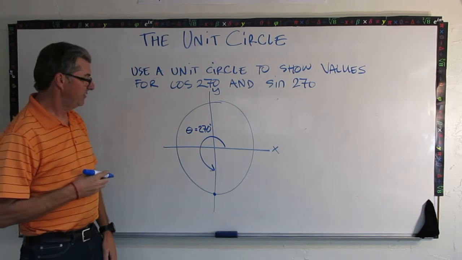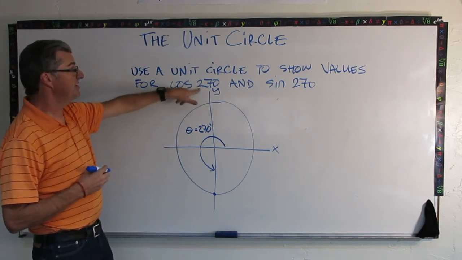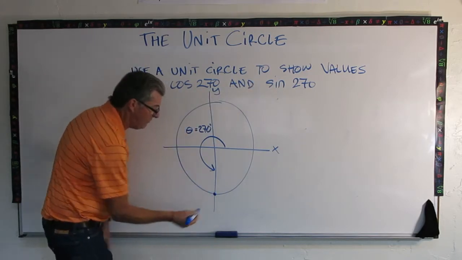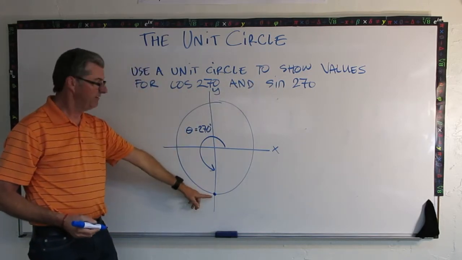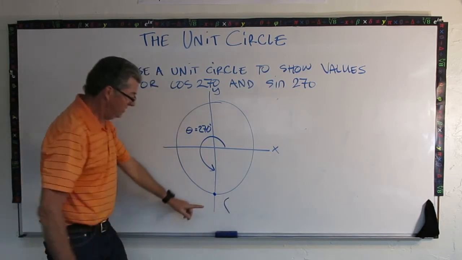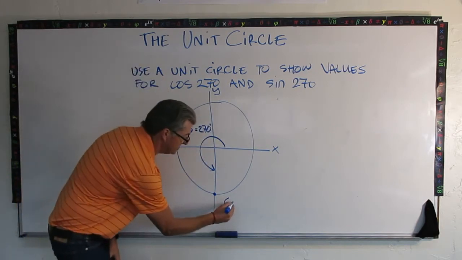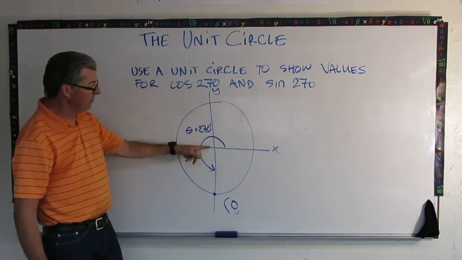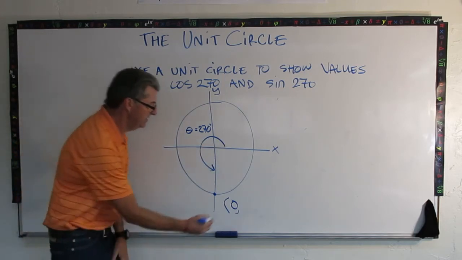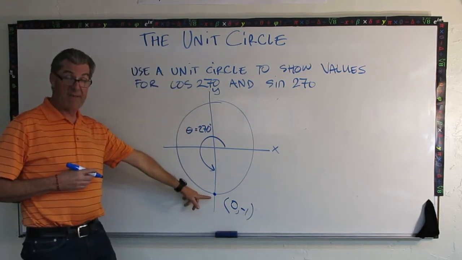Okay? So now we want to find the values of cosine 270 and sine of 270. To do that, we have to talk about what this point is. Well, we're on a unit circle. So this point's x-coordinate isn't negative or positive. x is just 0. And for the y-coordinate, we're 1 below the x-axis, so that's minus 1. So that's the coordinates of that point.